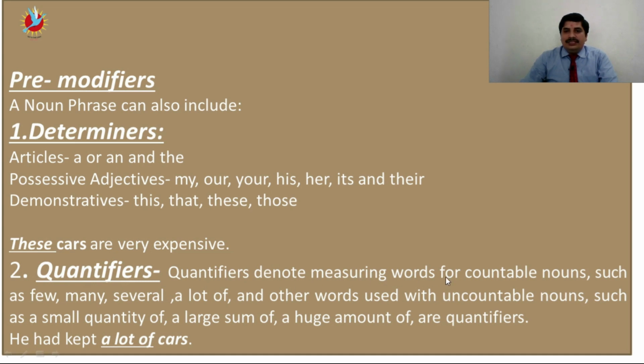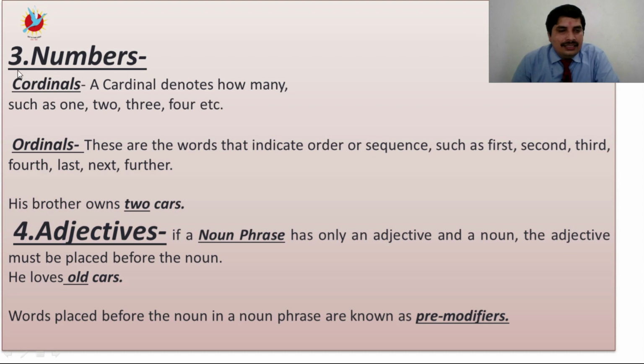Quantifiers denote measuring words for countable nouns such as a few, many, several, a lot of, and other words used with uncountable nouns such as a small quantity of, a large sum of, a huge amount of, a large quantity of. He had kept a lot of cars. So a lot of is a quantifier and it is used as a pre-modifier of the noun cars, right?